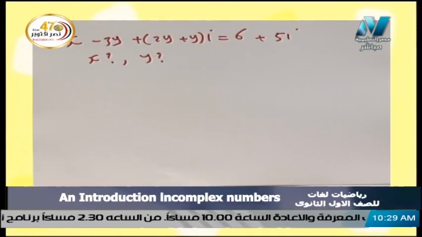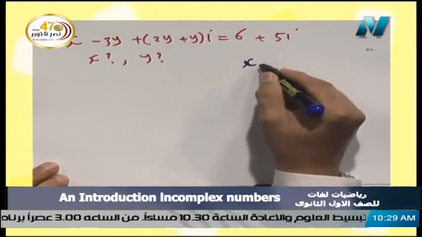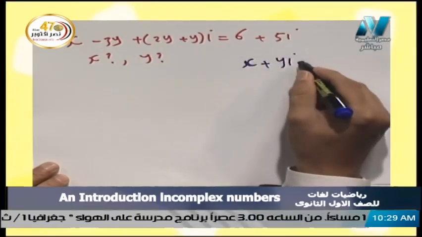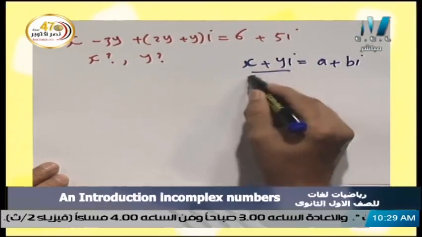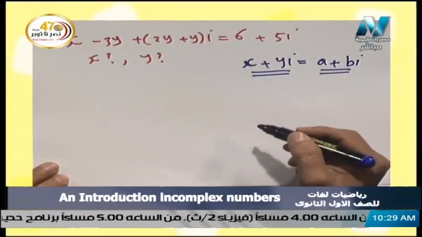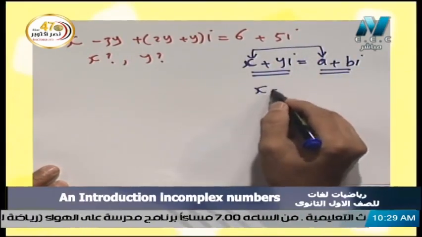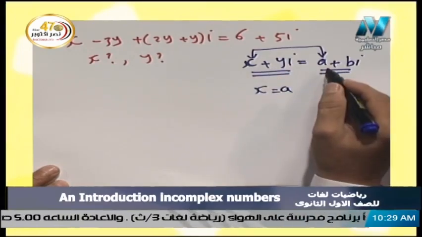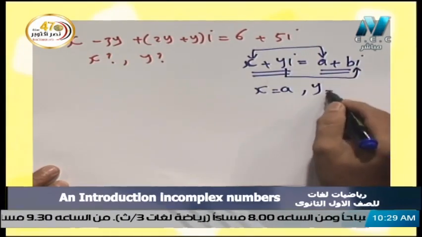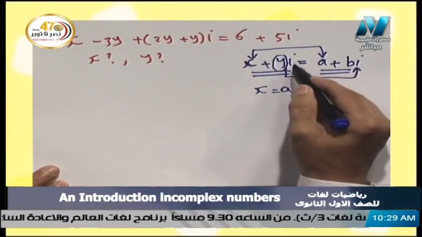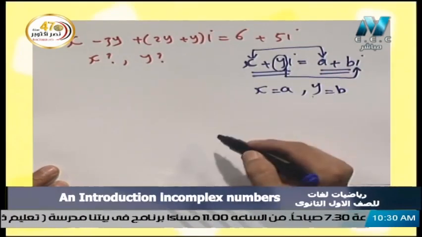So we know a very important property: if x plus yi equals a plus bi, where each is a complex number, then x, the real number, equals a, the other real number, and y multiplied by i, the imaginary number, equals bi. So y equals b, of course.